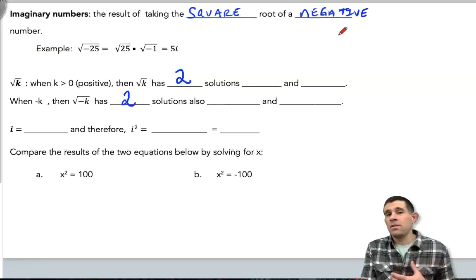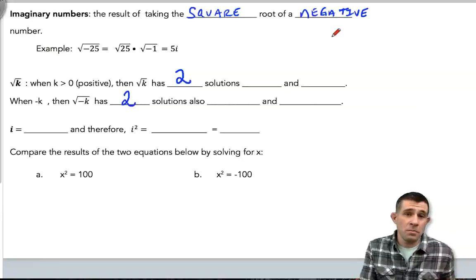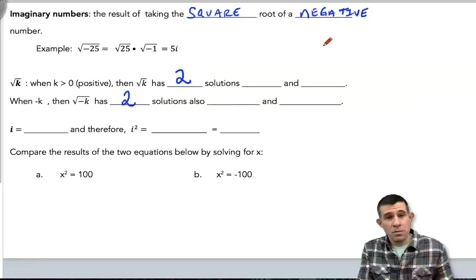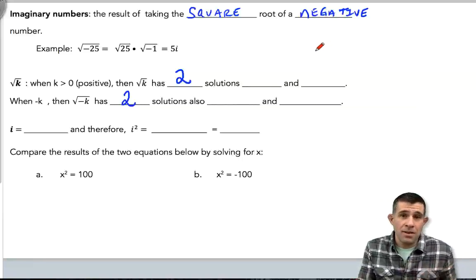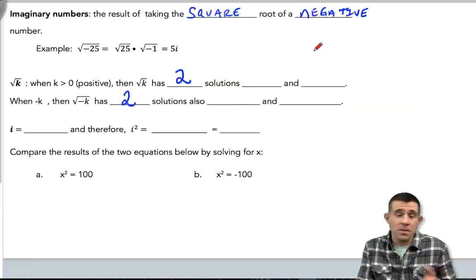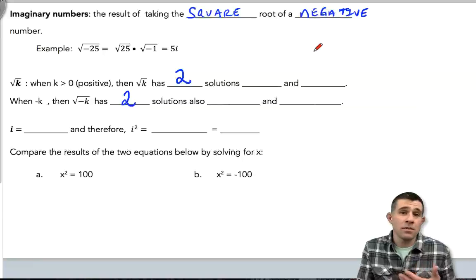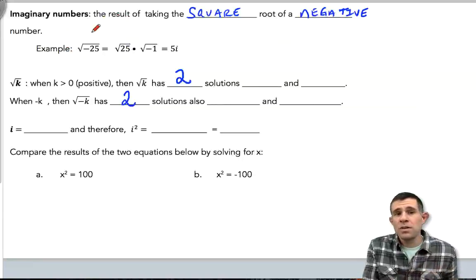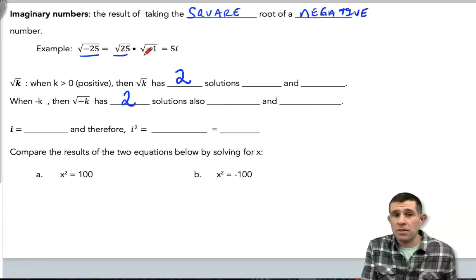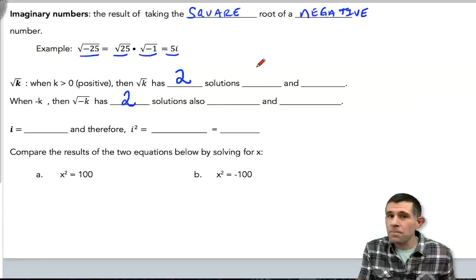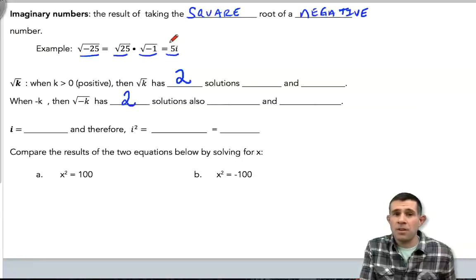You guys have learned that you can never take the square root of a negative number because the square root is the inverse operation of squaring. And any time you square something, whether it's positive or negative, the result is positive. So for example, if I take the square root of negative 25, it's really equal to the square root of 25 times the square root of negative 1, and that's going to result in this thing known as 5i. So this is an imaginary number.